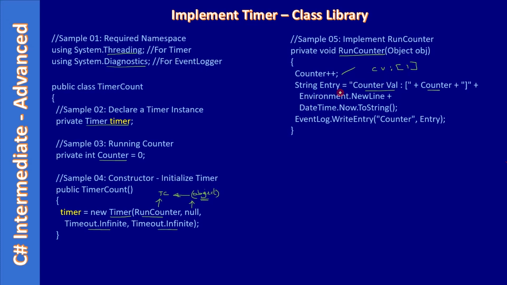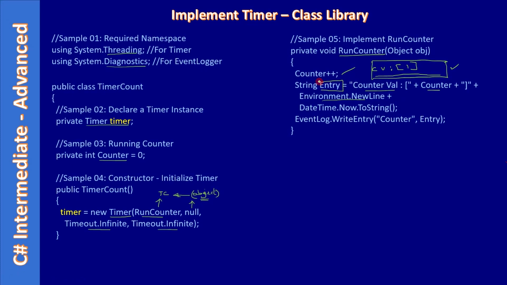And in that string we make a call to Environment.NewLine. Then we print the timestamp as well, date as well as timestamp. This is the entry we will make to the Windows Event Logger periodically. CV1, CV2, CV3, like that. There will be entries, and also there will be a timestamp entry in the next line. So this is our entry, right?